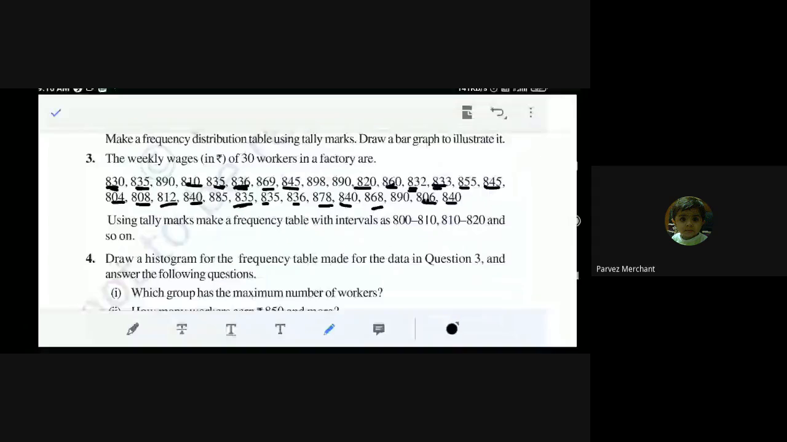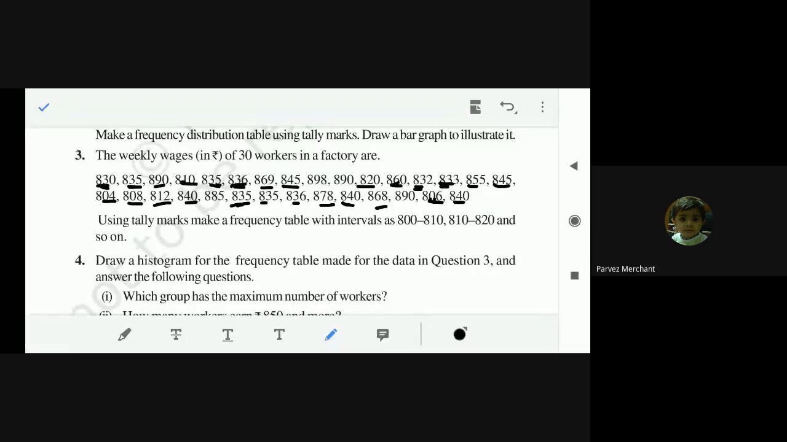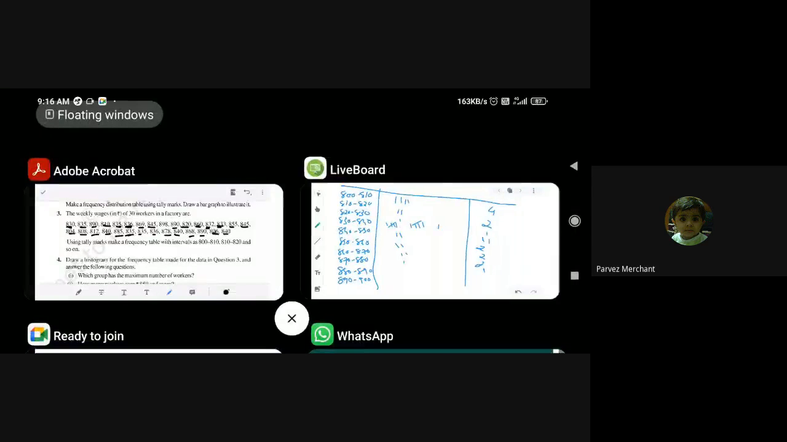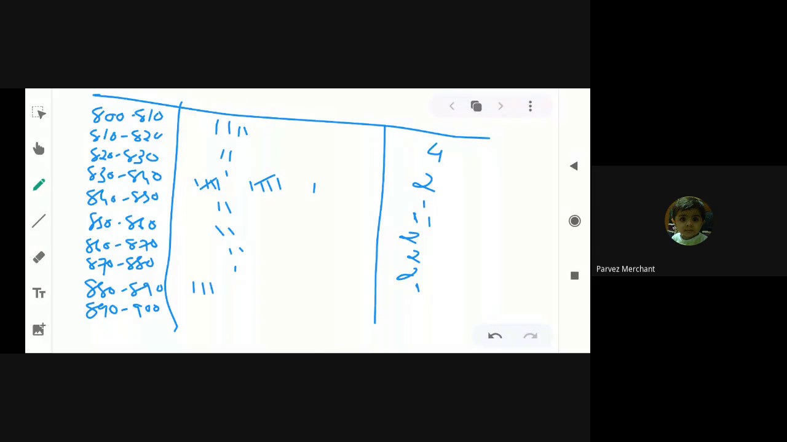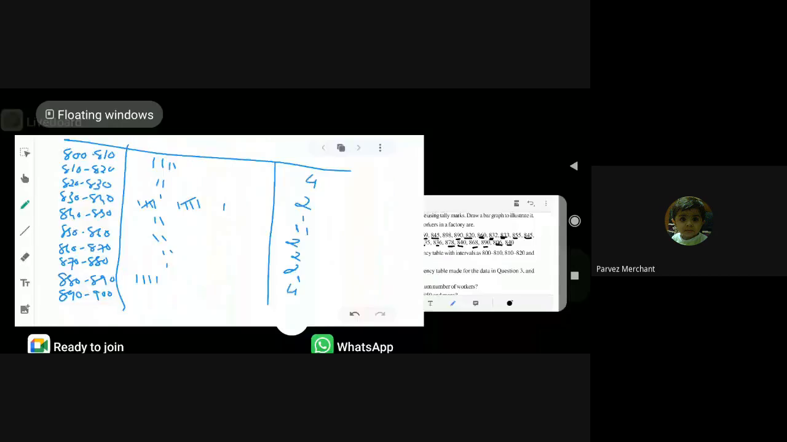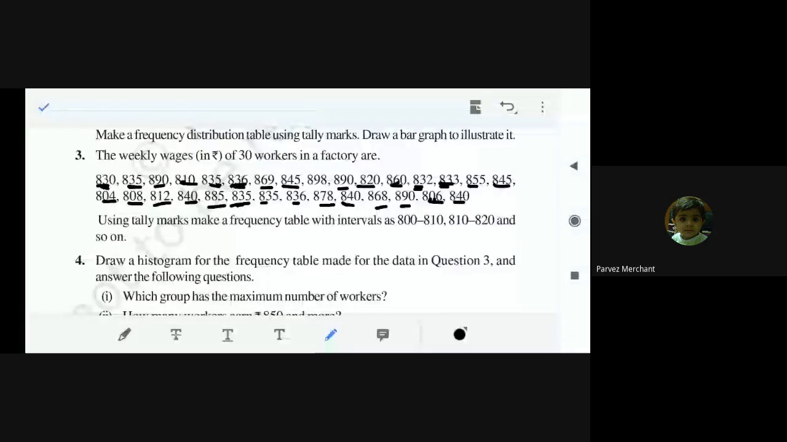Then 880 to 890: 1, 2, 3, 885, 4. Okay, there are 4 workers between 880 to 890. Then 890 to 900. So 890 to 900 means 898, 1. Okay, only 898, 1.